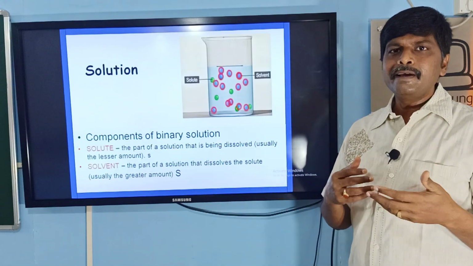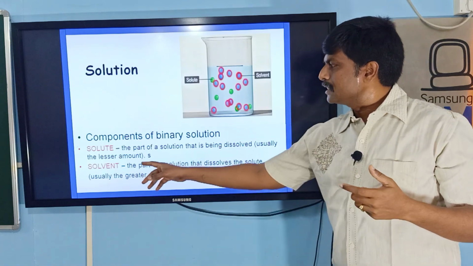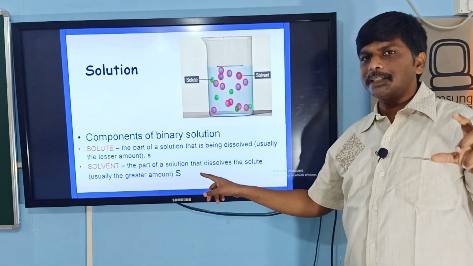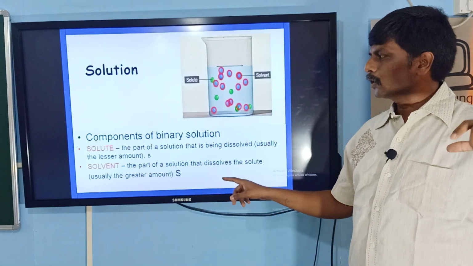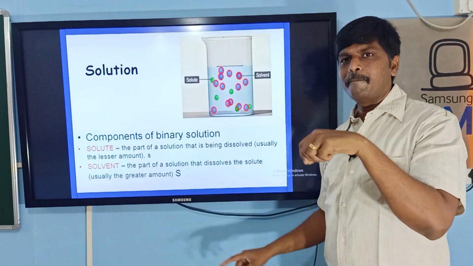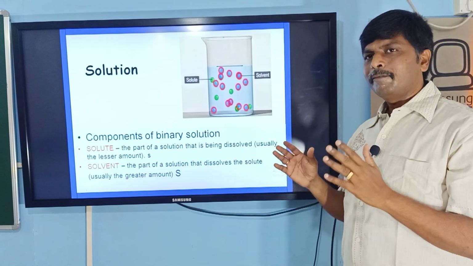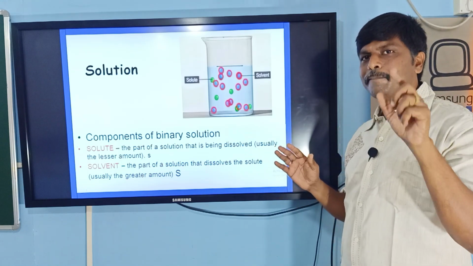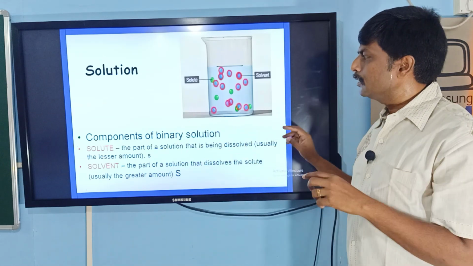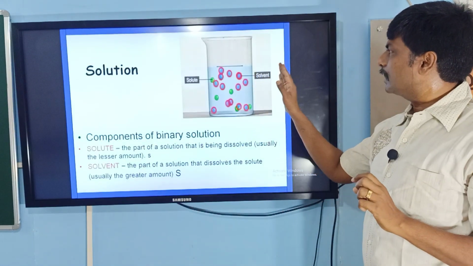In the same way, if you are using 1 and 2 terms, if it is a number system, for solvent you are giving priority 1. So suppose mass of solvent W1, mass of solute W2. If you are using the A and B system, mass of solvent is WA, mass of solute is WB. So the small component is called solute and the large component is called solvent.